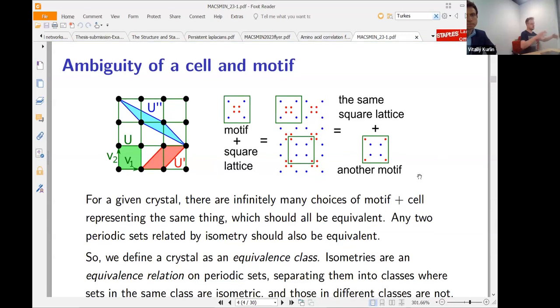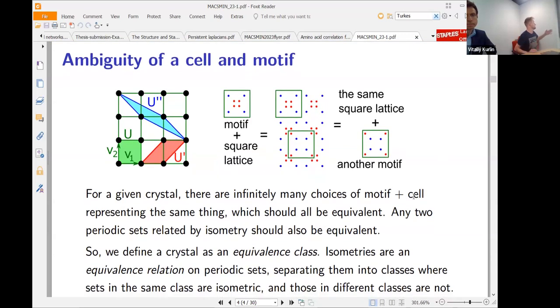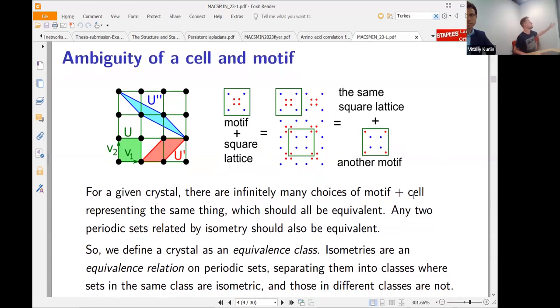So there's an even bigger problem than the one I just posed, which is that you can choose a different motif and translate everything. Then all your coordinates change, the representation changes, but your crystal itself doesn't. And our main claim really is that two crystals related by an isometry should be considered equivalent.